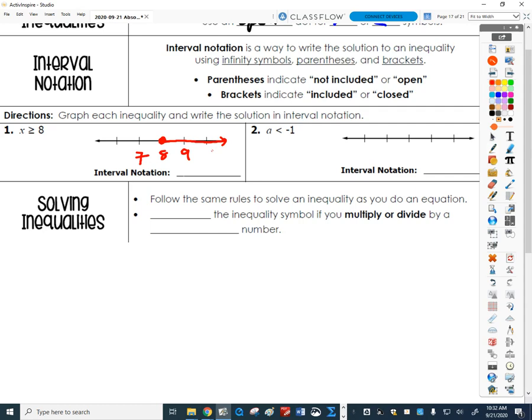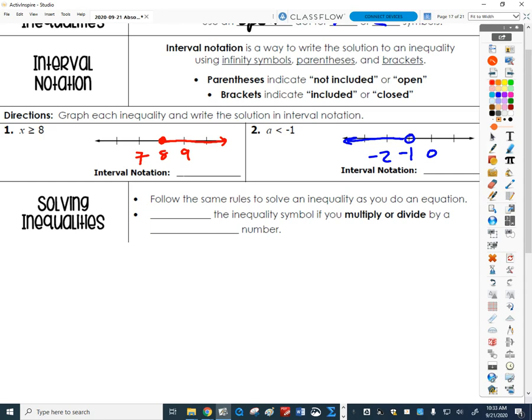If a is less than -1, I'm going to make that -1, so that's 0, and that's -2. What kind of endpoint am I using? Solid or open? Or closed or open? Open. And this time I'm just shading to the left, aren't I? Right? Okay, how would we write those with interval notation then?